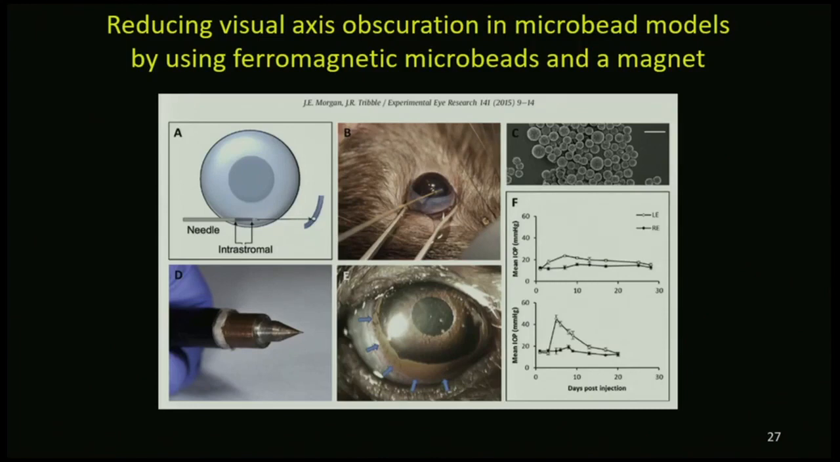And then they also reported the variability in these models. So these are the same exact models in two different animals. One had a really large pressure spike initially, the other one did not, and steadied out during the time of the experiment.